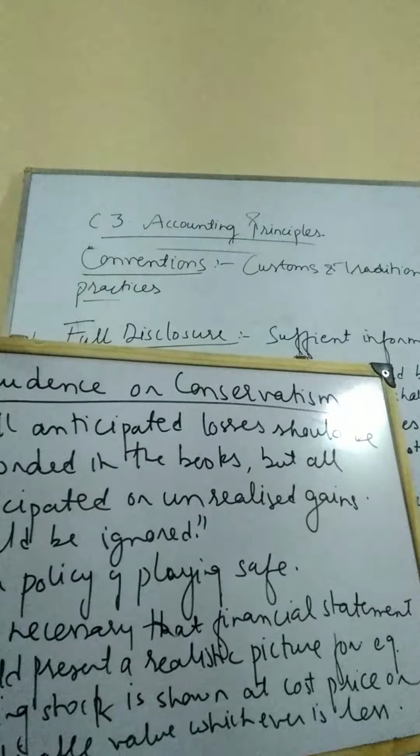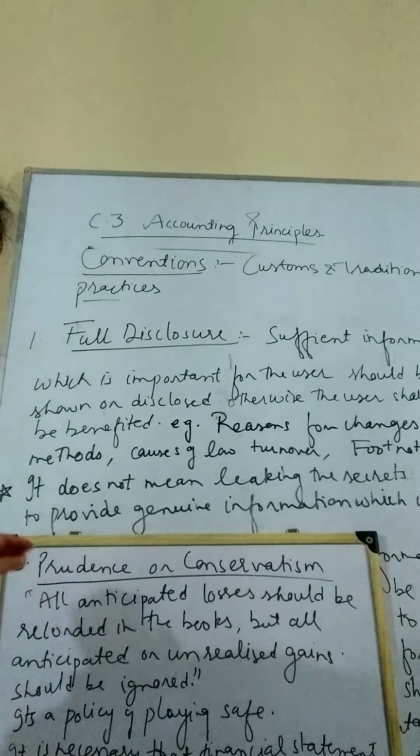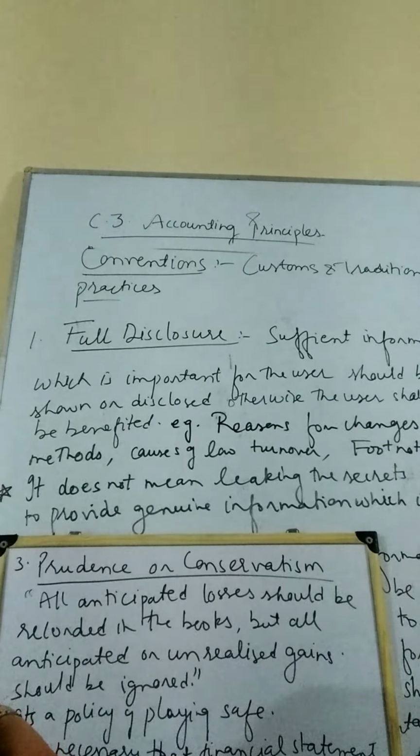This is called the principle of conservatism, where all anticipated profits shall be avoided and all anticipated losses shall be provided for. So these are the three conventions that we have discussed today. I hope that you have understood all three.